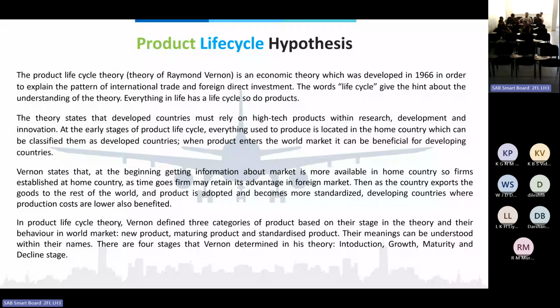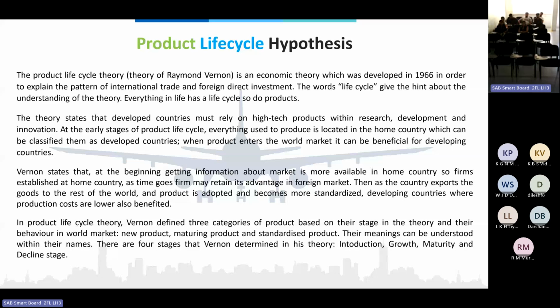Just as living things have a life cycle, so do products. The theory focuses on high-tech products, with research, development, and innovation at the early stages of the product life cycle. What is that early stage? That is called the introductory stage. Everything used to produce is located in the home country, which can be classified as a developed country.